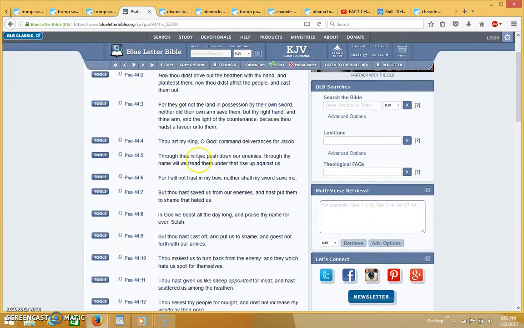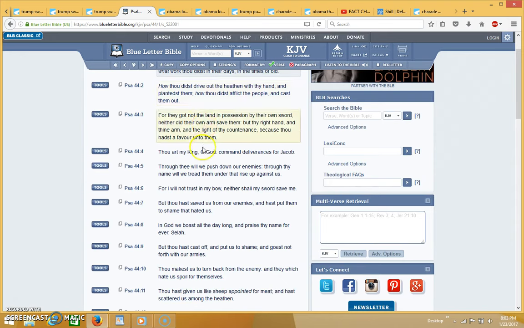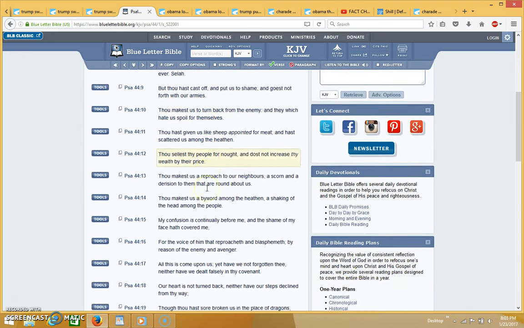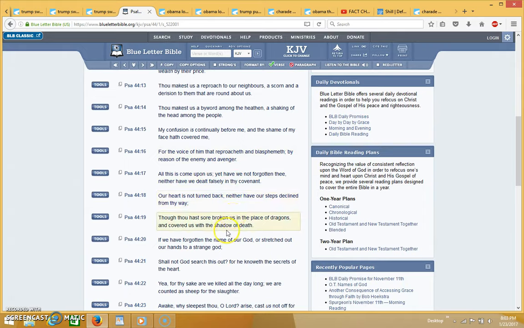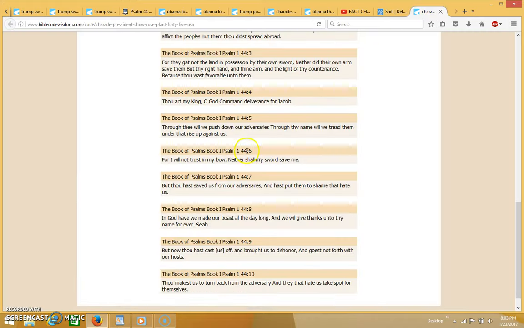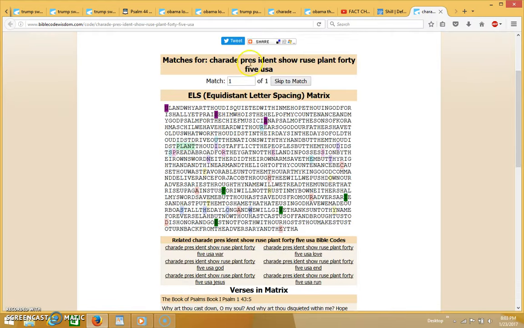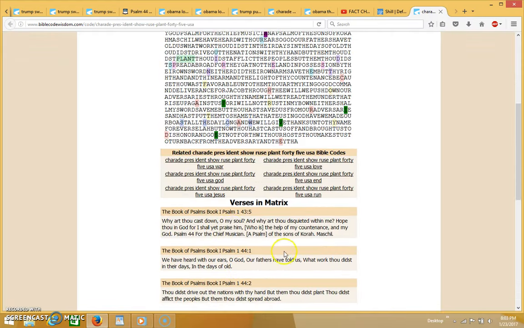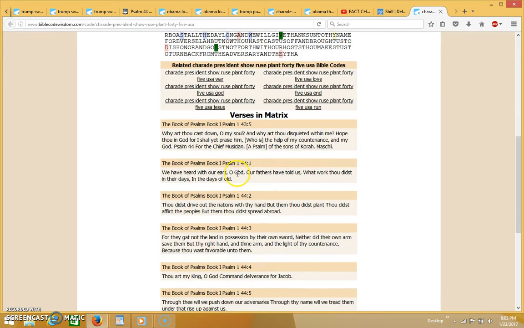Okay, so this psalm over here, it seems to be all about trusting in God, and it seems to speak of what's taking place here with this charade with the president. So I'm going to go ahead and read this matrix, and I'm just going to start with Psalm 44 verse 1. It says, "We have heard with our ears, O God, our fathers have told us what work thou didst in their days, in the days of old.